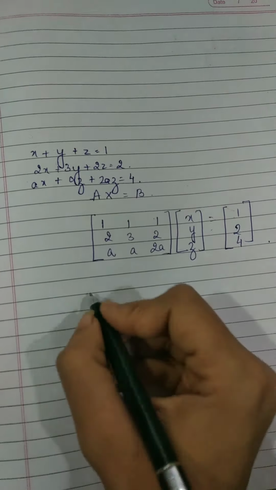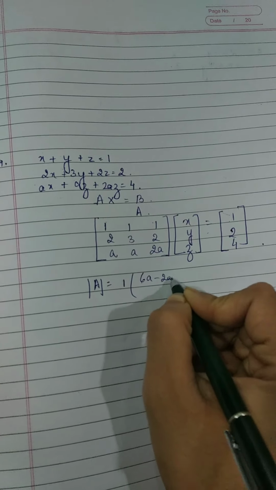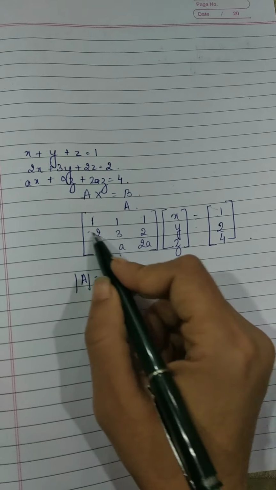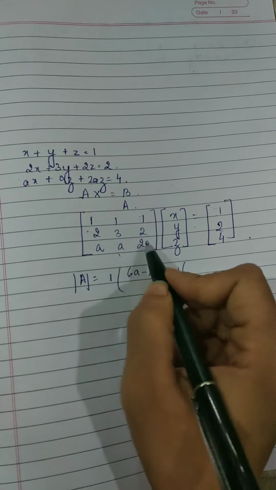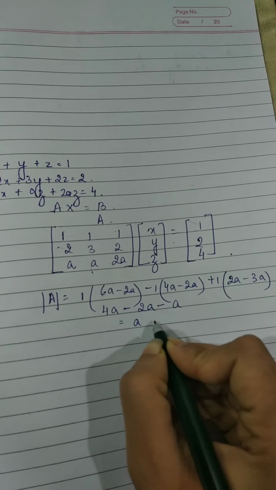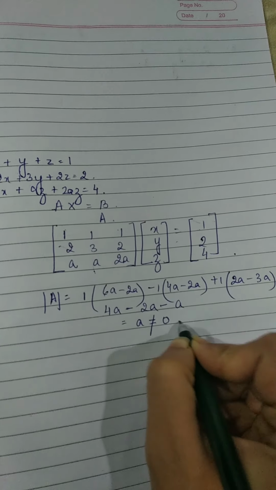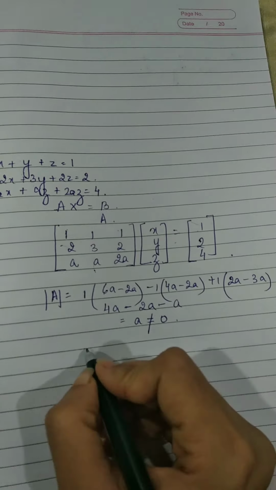Let's find the determinant of A. This is matrix A. Expanding along R1, we get 1 times (6a minus 2a), minus 1 times (4a minus 2a), plus 1 times (2a minus 3a). So this is 4a minus 2a minus a, which is equal to a, and this is not equal to 0. Therefore, the given system of equations is consistent.